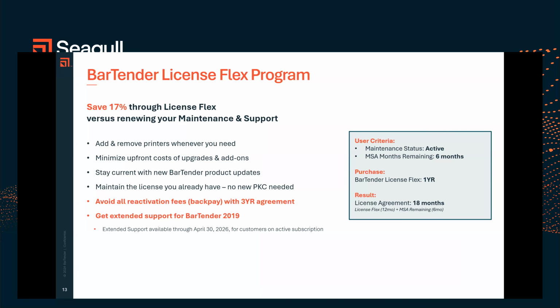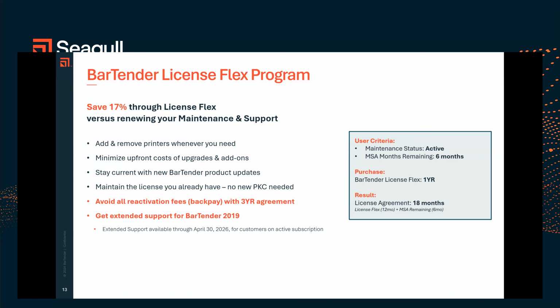The program is available for all BarTender customers who want to move their license to subscription so they can access those cheaper options that are available for them. Most customers can expect to see an average of 17% savings through the program versus renewing their maintenance and support agreement annually. Some additional benefits include adding and removing printers whenever you need, staying current on the latest BarTender product updates. So as we continue to roll out new features and capabilities, you have immediate access to download and update to those latest versions.